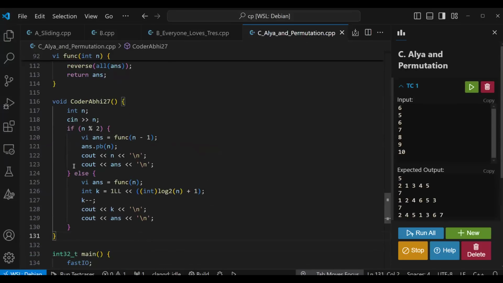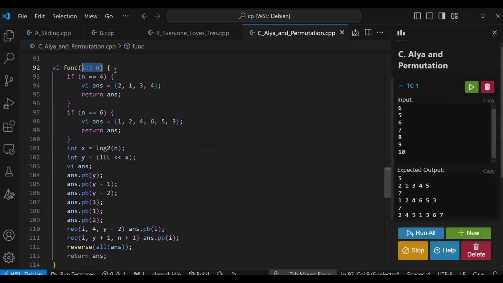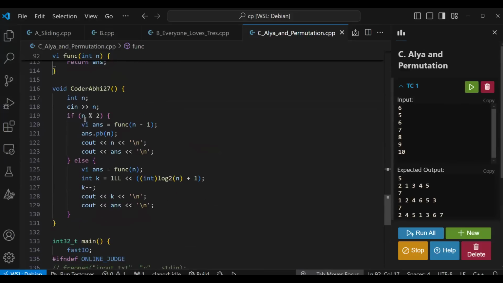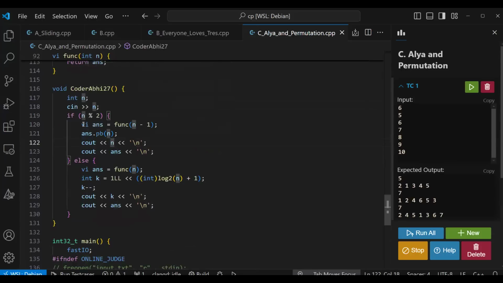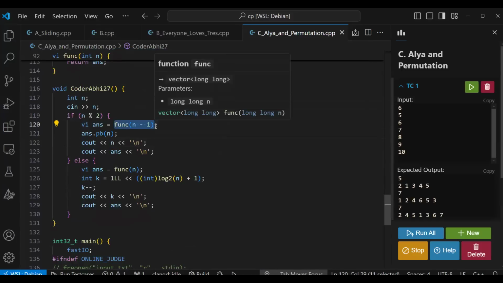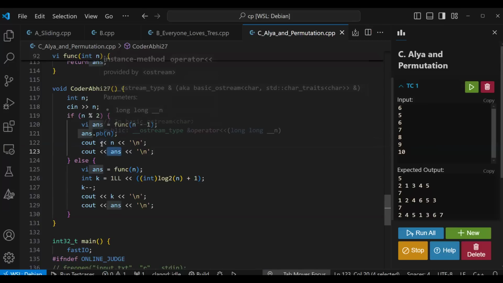So now what I did here is I created this function to solve my answer for any even n. This function is going to return my permutation for any even n. Now, if my n was odd, I called this function for n minus 1. And in that answer, I pushed back n. So that's what my final answer becomes. This is a vector of int. This function returns a vector containing the permutation till n minus 1. In that, I pushed back n to get my final answer. So my maximum k for the odd case is n, and my final answer is in this vector. I printed both of them.